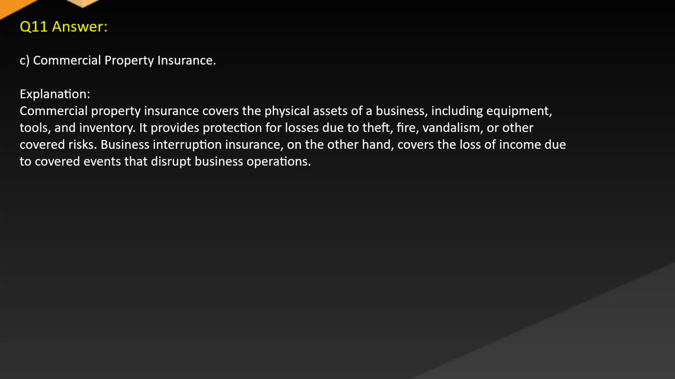Correct answer: C. Commercial property insurance. Explanation: Commercial property insurance covers the physical assets of a business, including equipment, tools, and inventory. It provides protection for losses due to theft, fire, vandalism, or other covered risks. Business interruption insurance, on the other hand, covers the loss of income due to covered events that disrupt business operations.